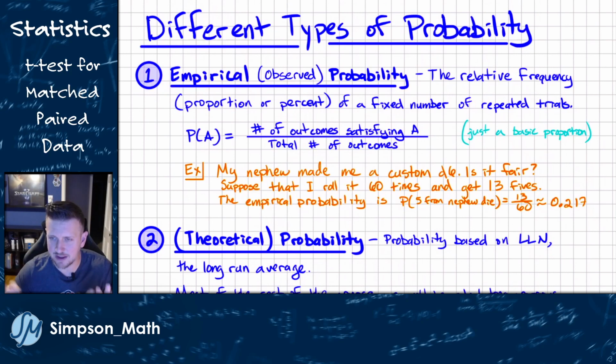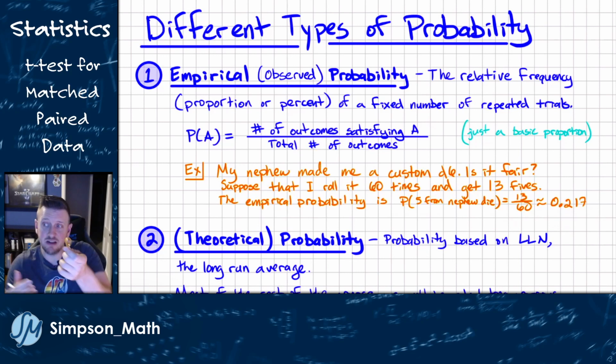Later in the course, we're going to talk about that "is it fair" question. But let's just talk about the probability behind that. The empirical, or observed, probability would be the probability of getting a 5 from my nephew's die. I observed 13 successes, the numerator, out of 60 total attempts, or a little bit more than 21%. It should be about 16 percent. It's a little bit high. Is that too high to be concerned? That's a topic later in the course. But that's my observed probability.